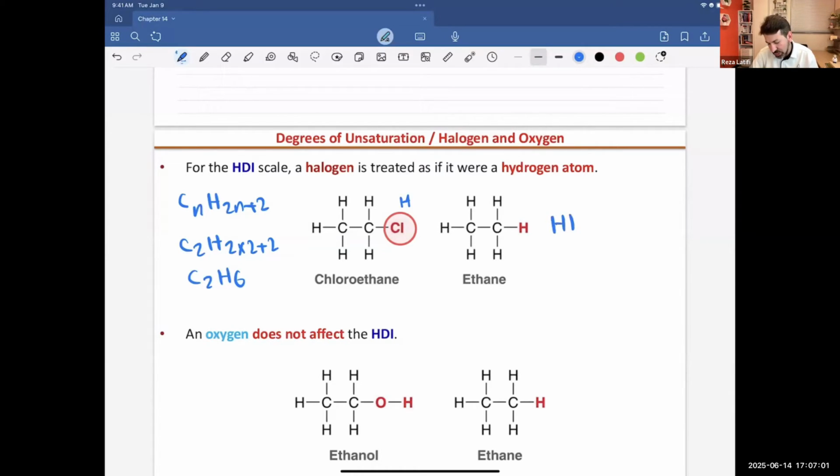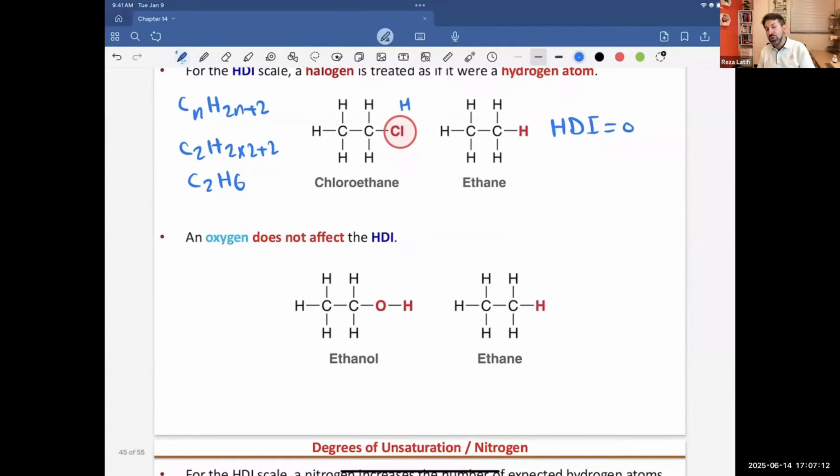So the hydrogen deficiency index is going to be equal to 0. That means no pi bond or ring. So this system is completely saturated. And how about OH? OH also is not going to change the hydrogen deficiency index, because OH got inserted between carbon and hydrogen. We did not replace hydrogen atoms by oxygen through a double bond; I just inserted oxygen between them. Technically we did oxidation, and we still have 6 hydrogens there. So the hydrogen deficiency index is equal to 0.